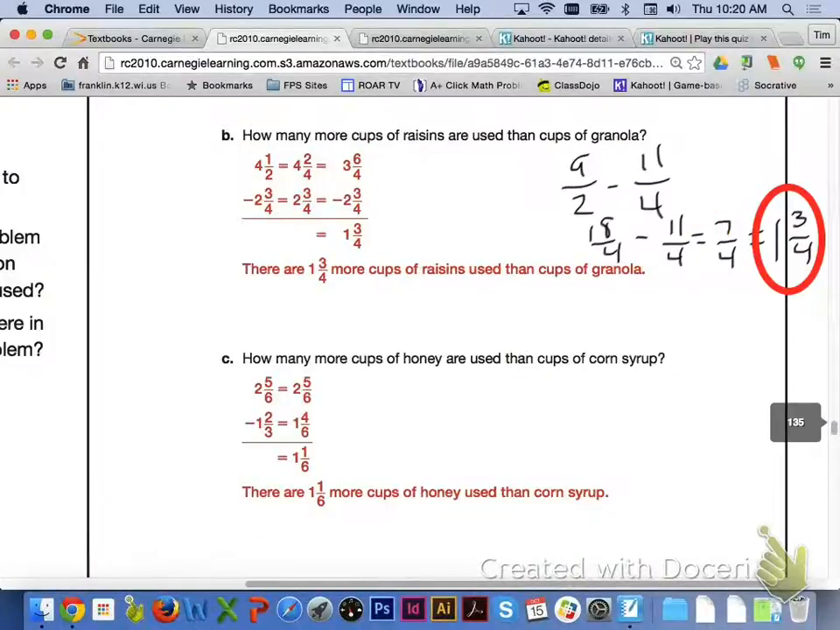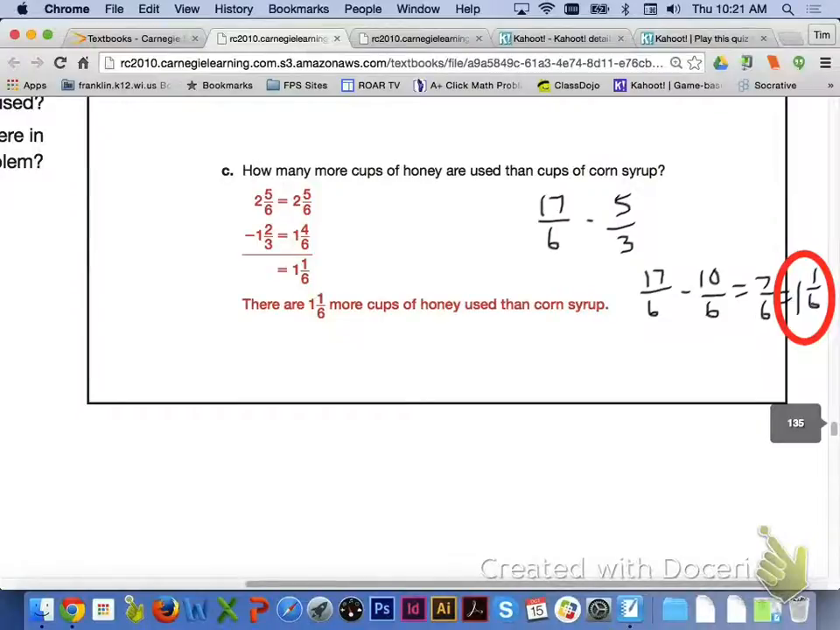Same thing for letter B. Again, Kay's method on the left, 1 3/4 for my answer. I have Lakia's method on the right, converting to improper fractions, also 1 3/4. There are 1 3/4 more cups of raisins used than cups of granola. And finally for letter C, again, Kay's method on the left, 1 1/6 for my answer. Lakia's method on the right, 1 1/6. So there are 1 1/6 more cups of honey used than corn syrup.